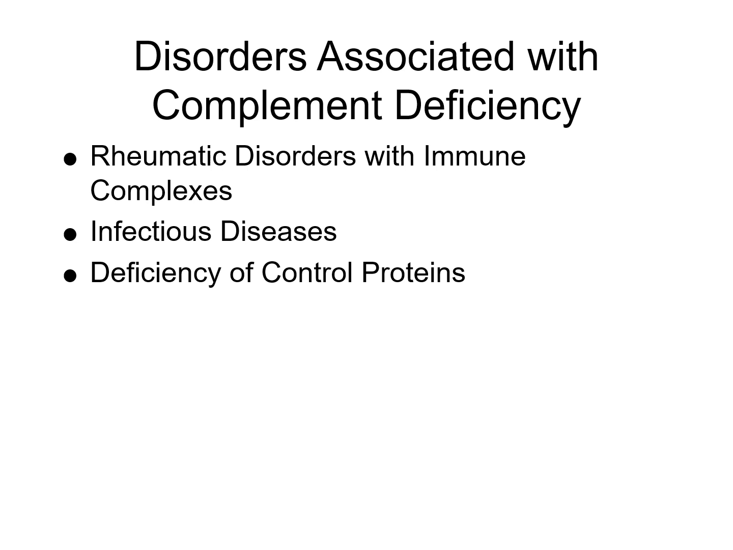And then the last one is deficiency of the control proteins. Control proteins normally prevent uncontrolled complement activation. This deficiency can lead to excessive inflammation, tissue injury, and an increased risk of immune-mediated diseases.